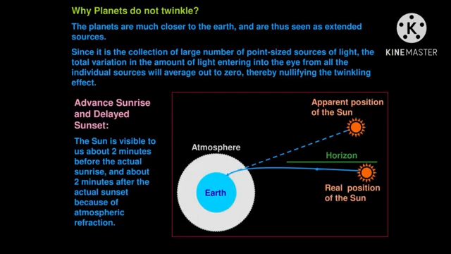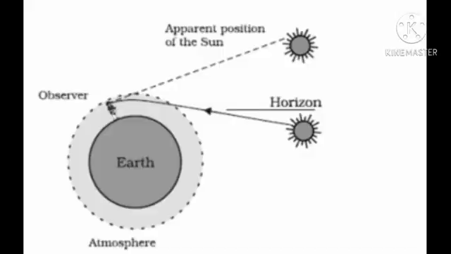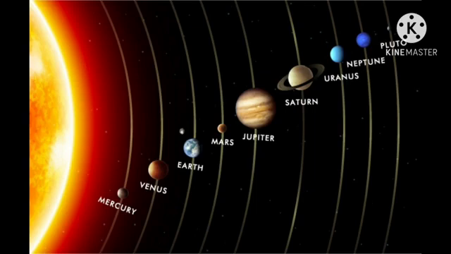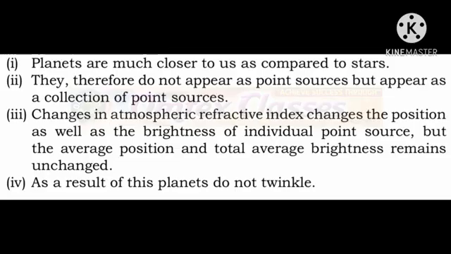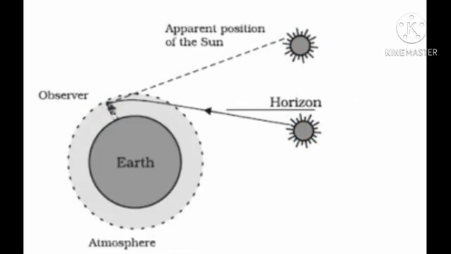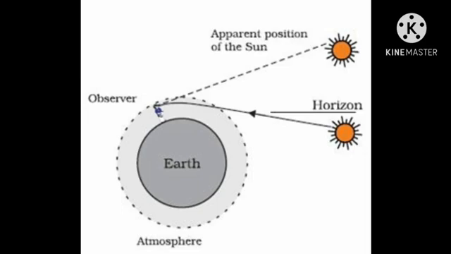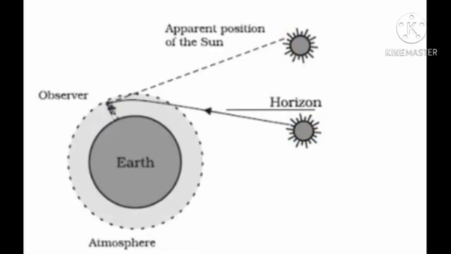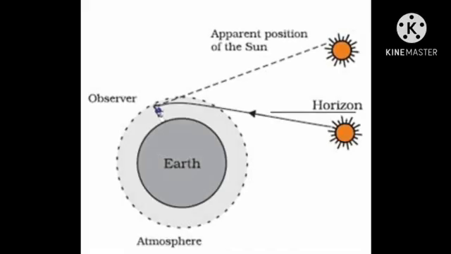And the next one, if we look into it, during sunrise and sunset, the apparent position is 2 minutes earlier at sunrise and 2 minutes later at sunset. The first reason is atmospheric refraction, and the second reason is that the Earth is not just like a circle, isn't it? It is elliptical in shape. The apparent flattening of the Earth is another reason. That's why it appears to us that sunrise is 2 minutes earlier and sunset is 2 minutes delayed. Okay. Hope you understood. Planets do not twinkle, stars twinkle, and 2 minutes earlier sunrise and 2 minutes delayed sunset.